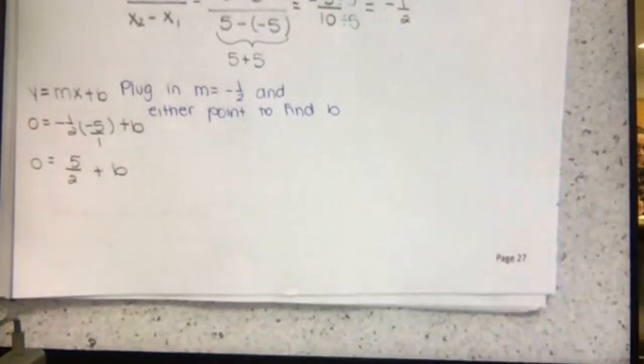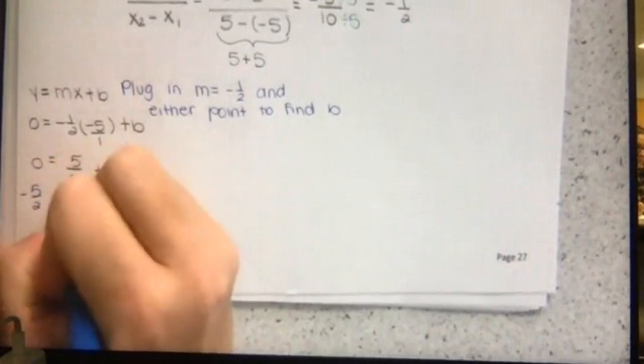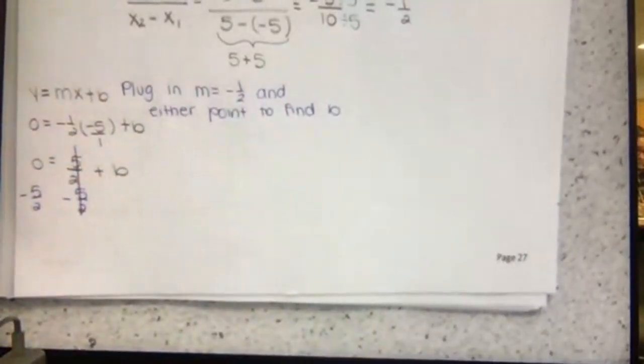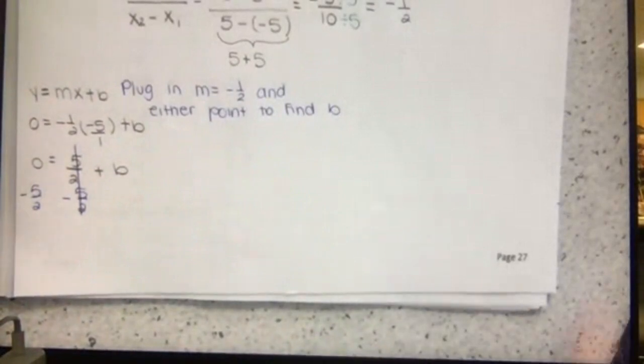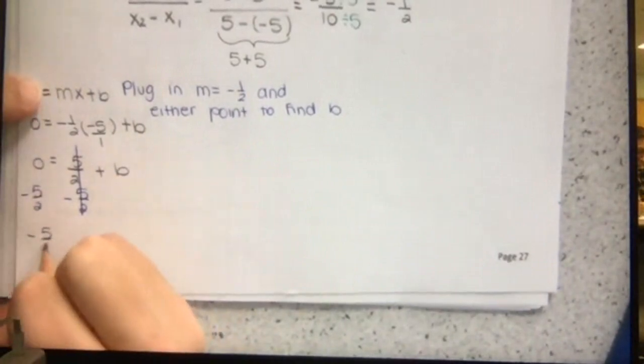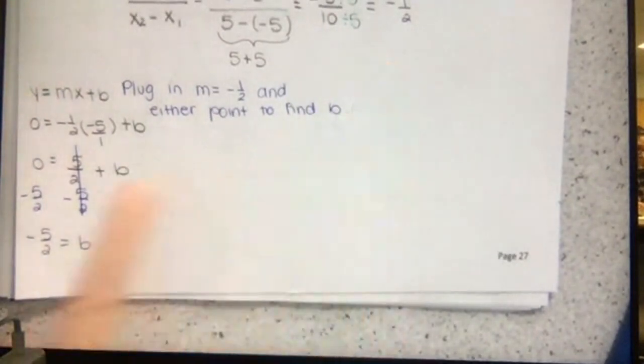Getting b by itself, it's +5 over 2, so let's move that 5 over 2 to the other side. By doing the opposite, let's subtract 5 over 2 from both sides. That way 5 over 2 minus 5 over 2 cancels out. We're left over with 0 minus 5 over 2, which is -5/2, equals b. Great, so we found m, we found b.